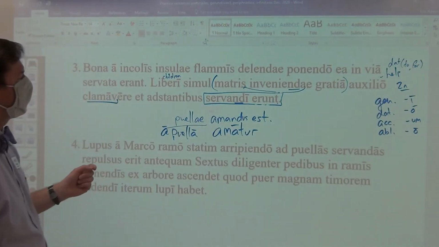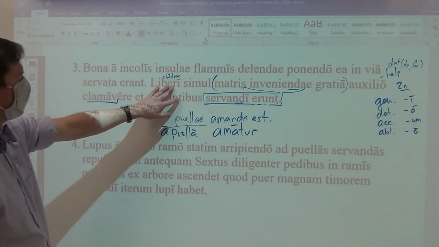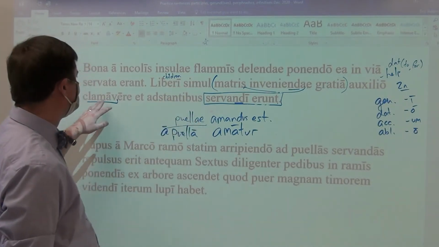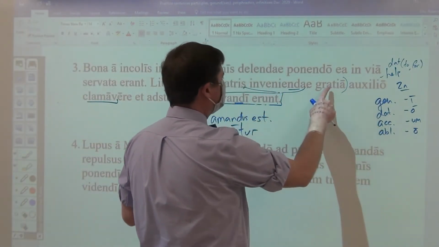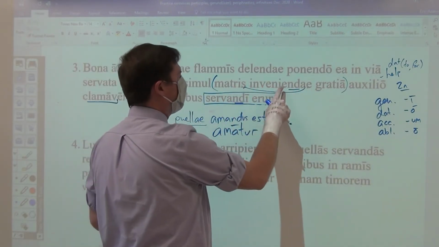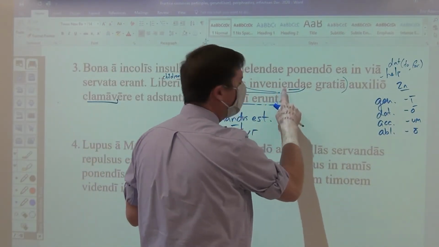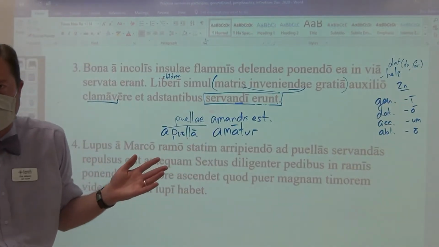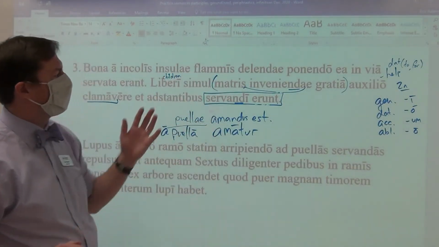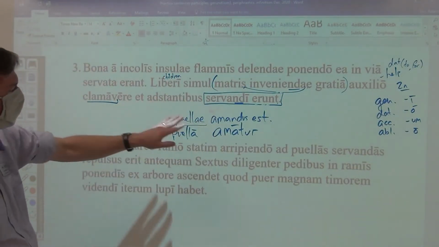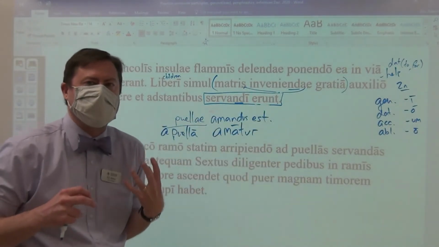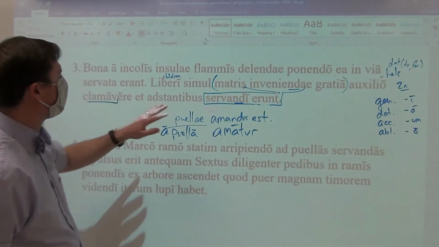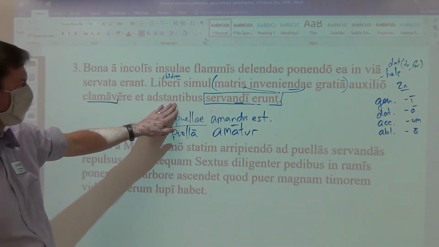Now, the children, at the same time, they shouted for help for the sake of their mother about to be found. We would say for the sake of finding their mom, they shouted for help. But that's the way the Romans would say it. And they, in the future, will have to be saved by the bystanders.